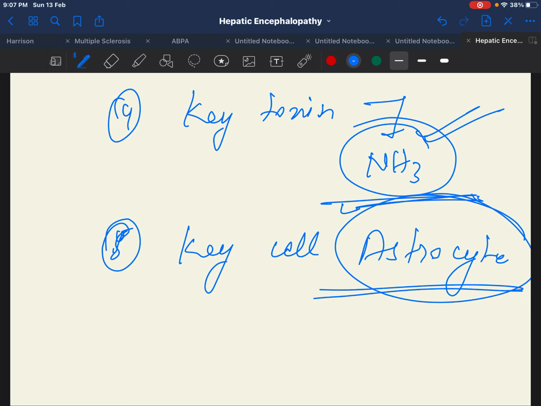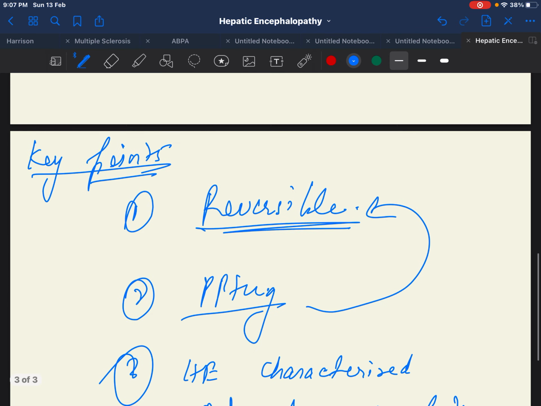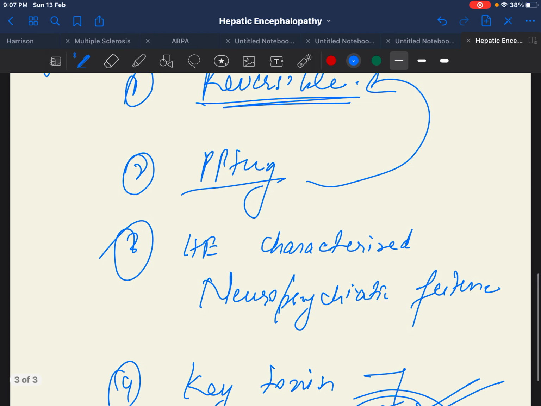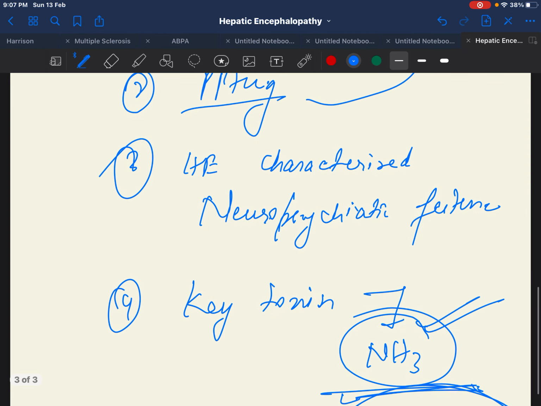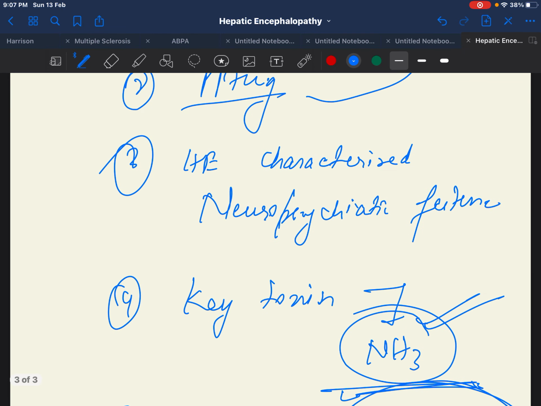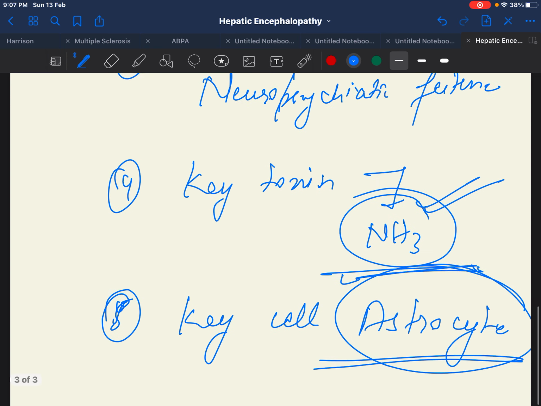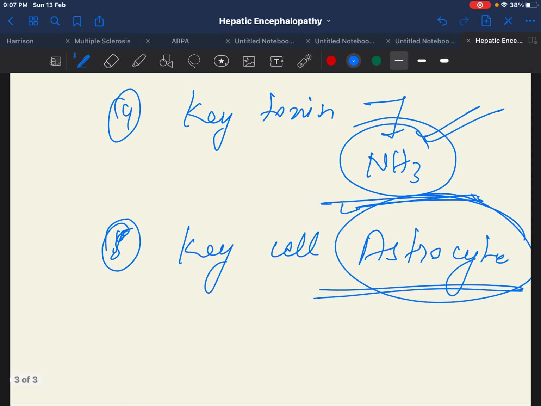Astrocytosis occurs, astrocyte edema occurs, brain edema occurs due to the ammonia. I will tell later what happens in the astrocyte. So these are the 5 key points we have to keep in mind. Hepatic encephalopathy is reversible. The cause is usually various precipitating factors, having characteristic neuropsychiatric features, and ammonia is the key toxin along with other toxins, and the key cell affected is the astrocyte.